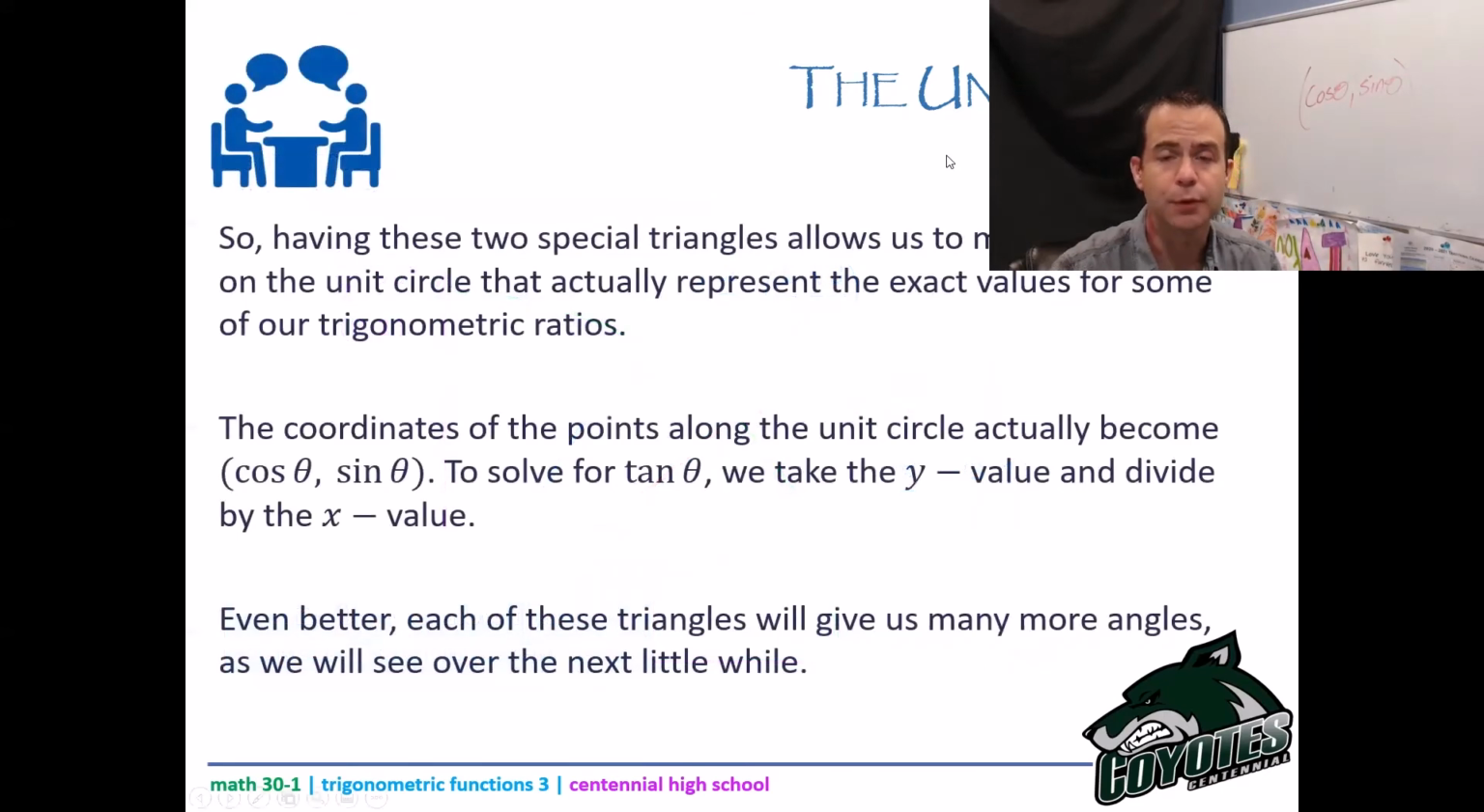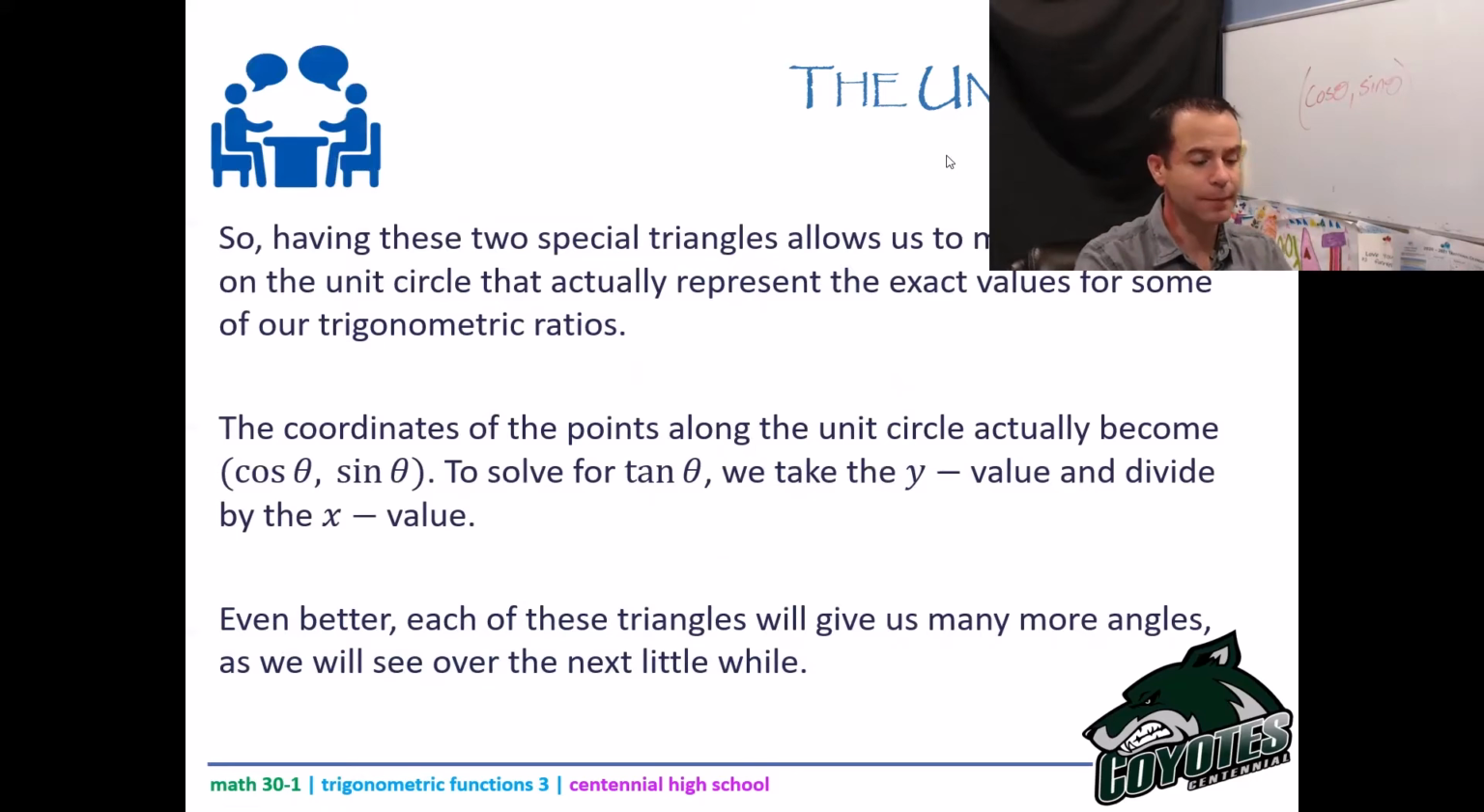Okay, so not all of these notes here are in your book. They're just me kind of wrapping up, summarizing what we've talked about. So having these two special triangles, that's the 45, 45, 90 degree triangle and the 30, 60, 90 degree triangle, allows us to map coordinates on the unit circle that actually represent the exact values for some of our trigonometric ratios.